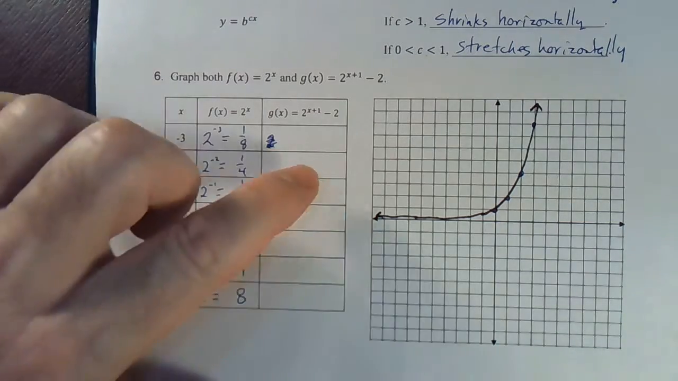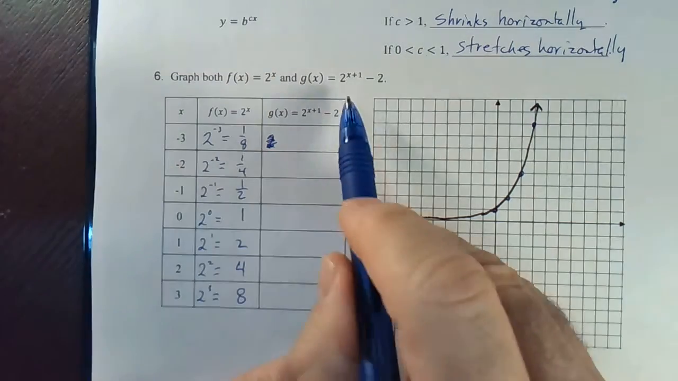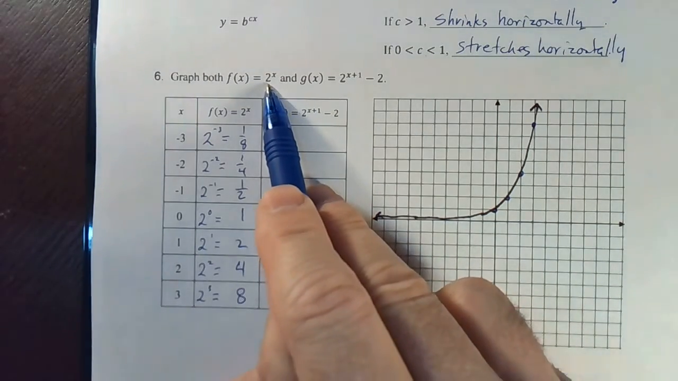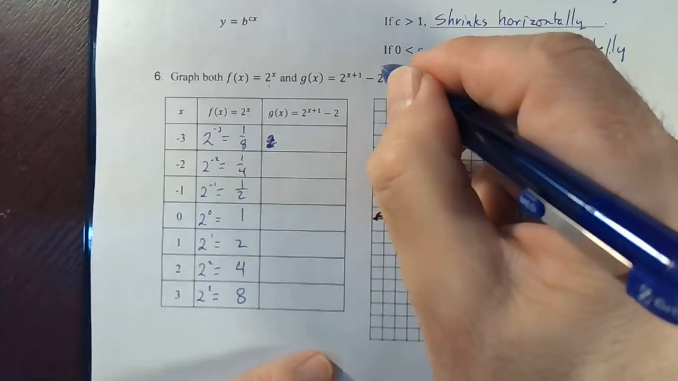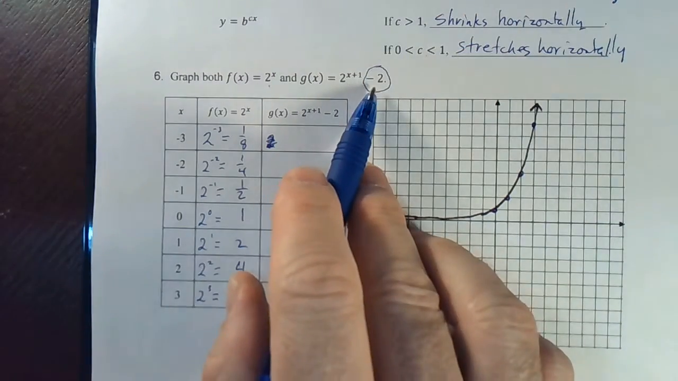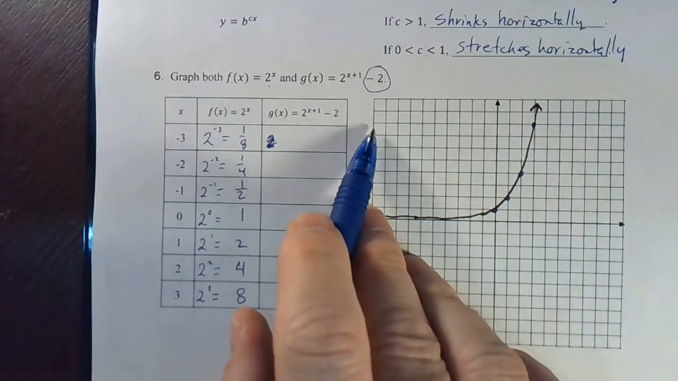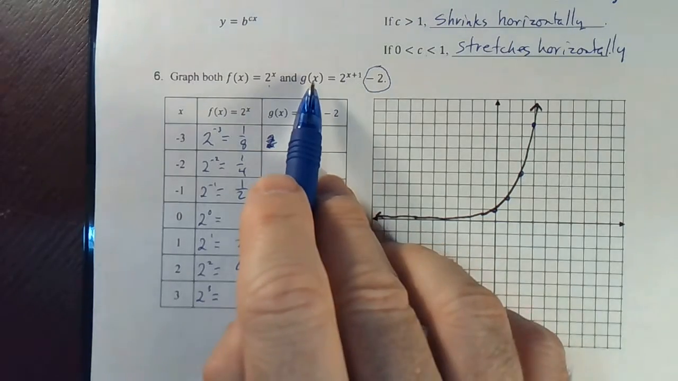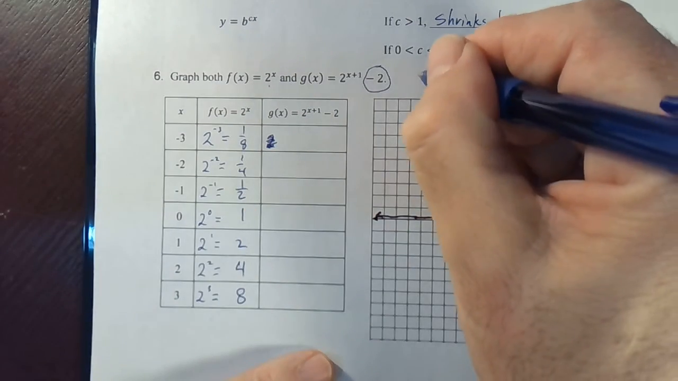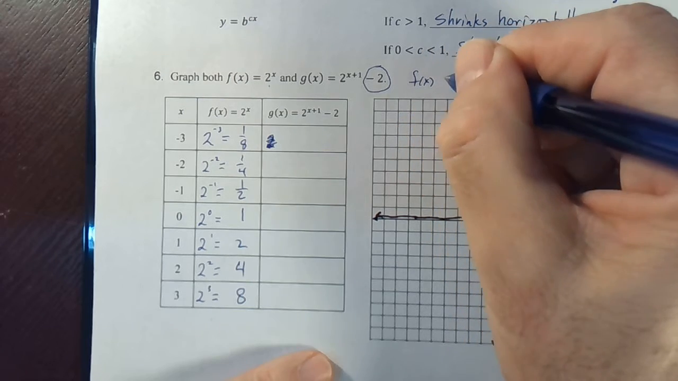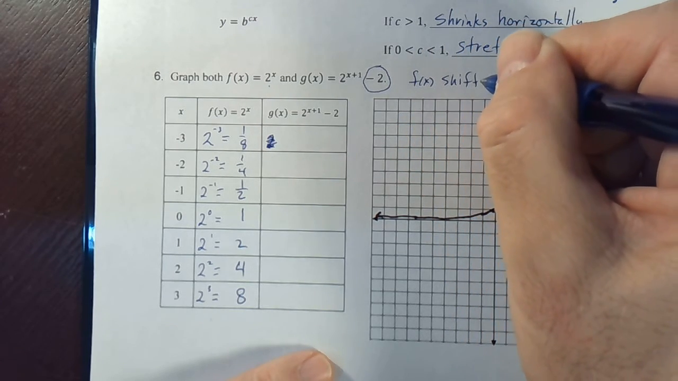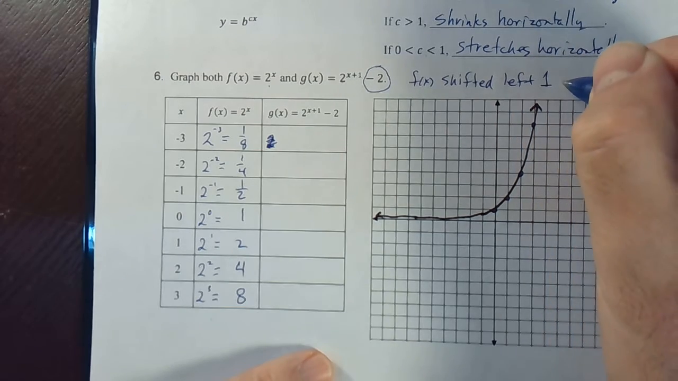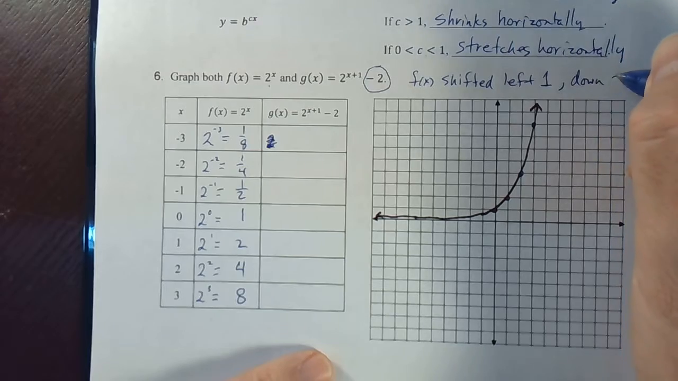Well, rather than filling in this table, can you tell me what the graph of this looks like compared to this? Well, this should be easy. When you tack on a minus 2, it means lower it by 2 units. When you replace x with x plus 1, it means shift it left 1 unit. So I'm going to think f of x shifted left 1 and down 2.